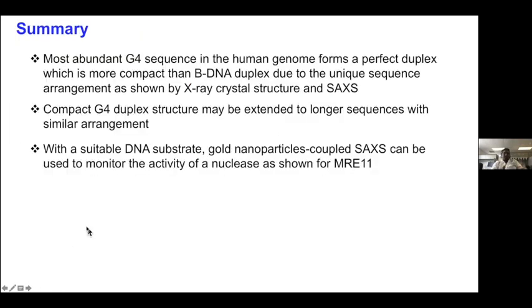So to summarize, we used SAXS and crystallography to study a unique G4 sequence from the human genome. And our structure indicates that this structure could be extended if you have a proper arrangement of those six Gs in the sequence. And also we showed that with high-throughput SAXS, with a suitable DNA substrate, you could get not only structure, but also a readout on the activity of an enzyme.